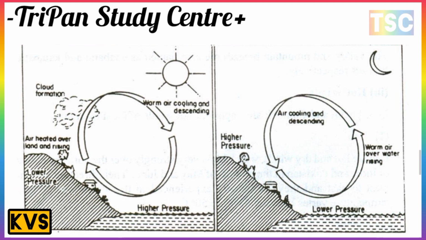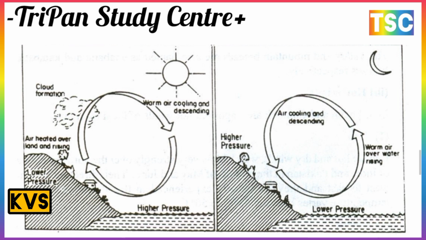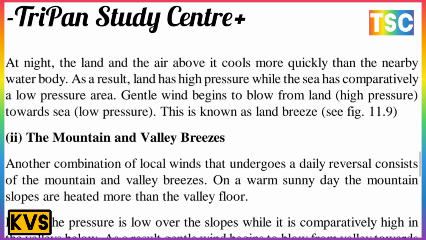There is warm air rising and the cold air in motion. There is low pressure here, but the high pressure is on the other side. Air is cooling and descending. There is warm air over the water and low pressure is created there. This is important, shown in this picture. At night, the land and the air above it cool more quickly than the nearby water body.